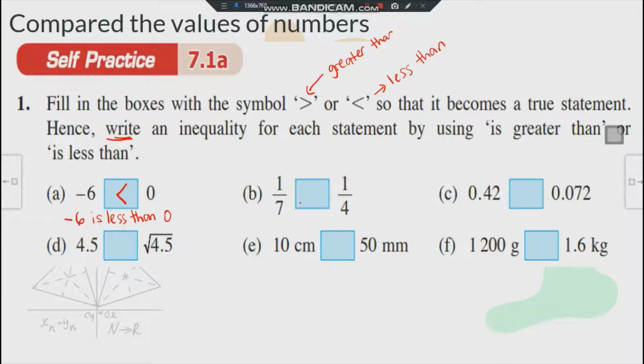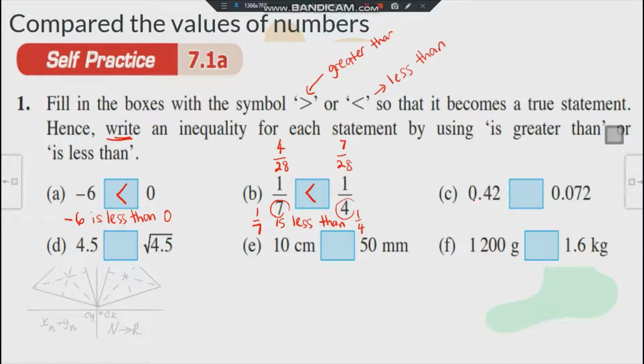1/7 and 1/4, which is less than. How can we compare fractions? We need to make sure our denominators are the same number. So we can just cross multiply, where we get 4/28 and 7/28. So we have 4/28 must be less than 7/28. And we write down the statement: 1/7 is less than 1/4.